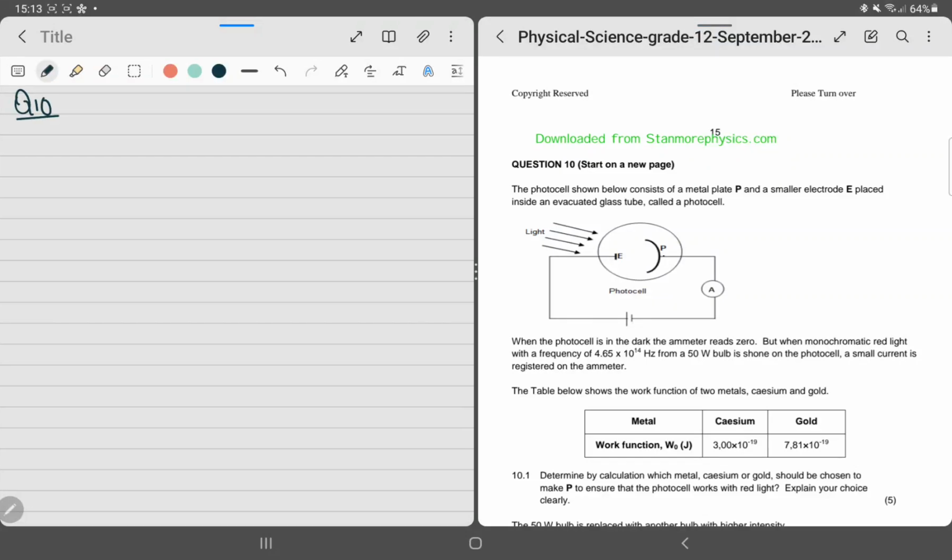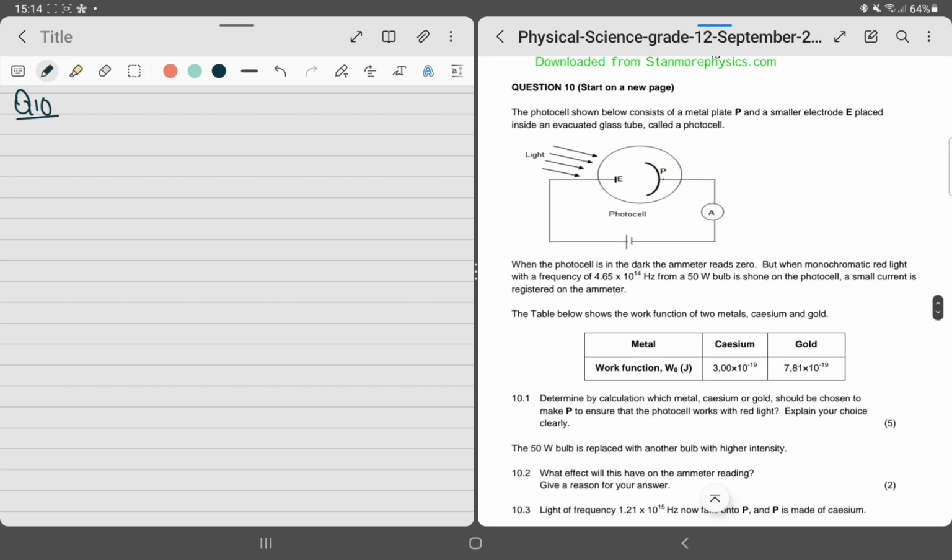Question 10. The photocell shown below consists of a metal plate P and a small electrode E placed inside an evacuated glass tube called a photocell. When the photocell is in the dark, the ammeter reads 0, but when monochromatic red light with the frequency of 4.65 times 10 to the exponent of 14 Hertz from a 50-watt bulb is shown on the photocell, a small current is registered on the ammeter.